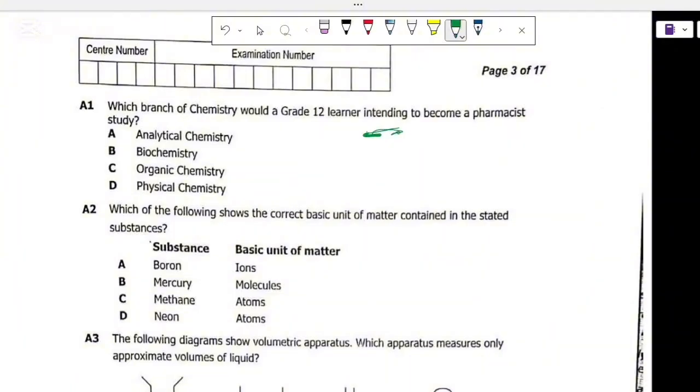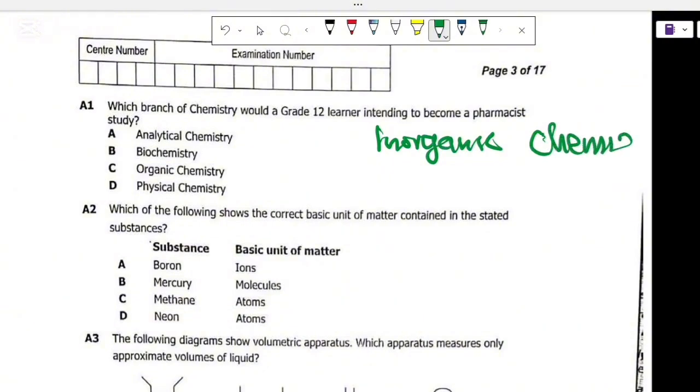But in addition to that, we also have what we call inorganic chemistry. So inorganic chemistry is the opposite of organic chemistry. So we'll see what that means. And basically, these are the branches of chemistry that we have.